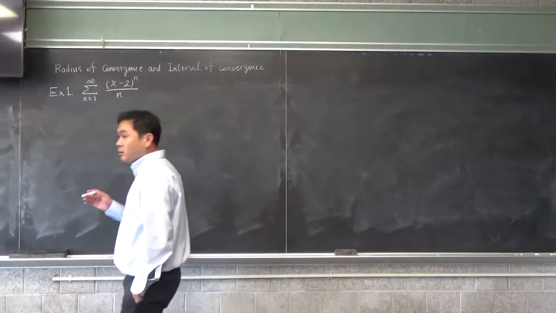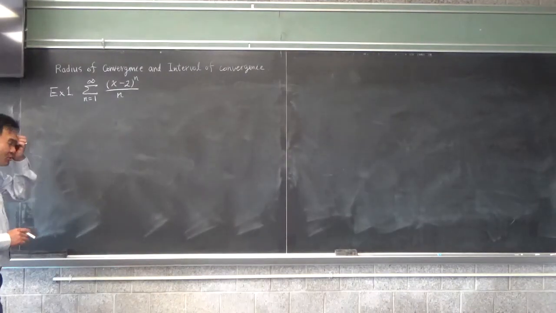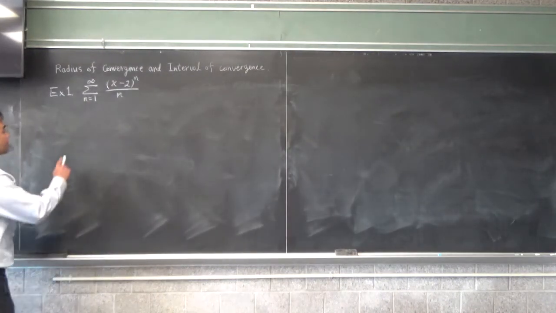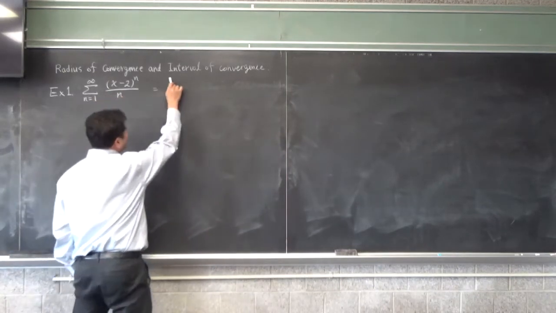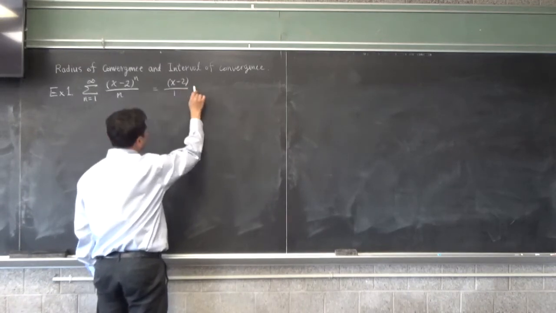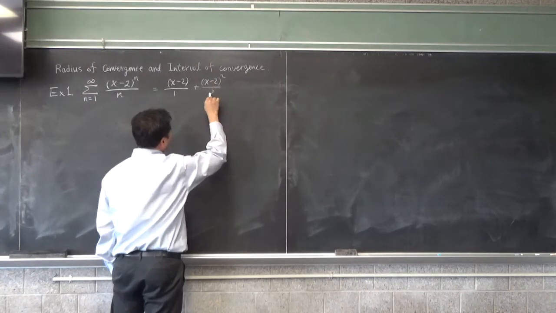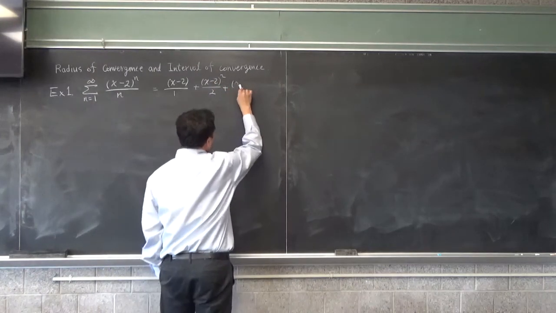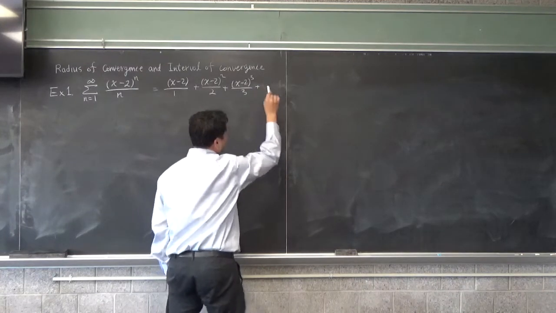We have this power series, and if we write down a few terms, it looks like this. When n is 1, this is x minus 2 to the first power over 1. Plus x minus 2 to the second power over 2. Plus x minus 2 to the third power over 3. Plus that.